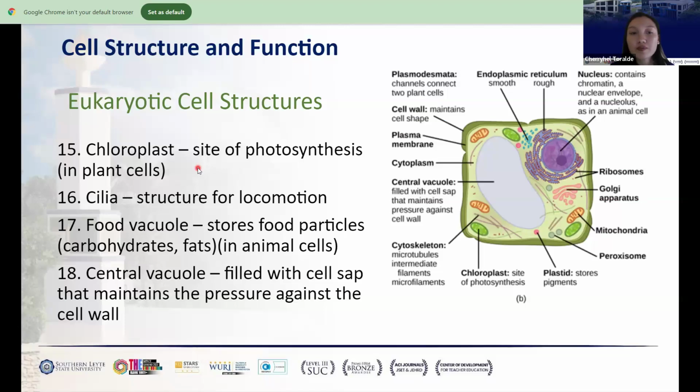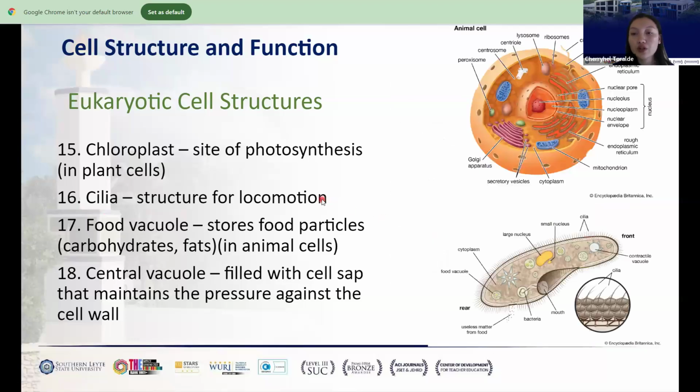Then going back to the plant cell, we have chloroplasts here. These are the green capsule-like organelles for photosynthesis. Basically, that's how our food from plants is formed. And then number 16, cilia.